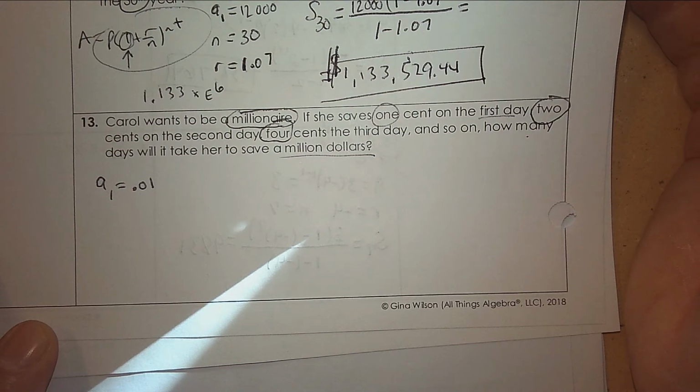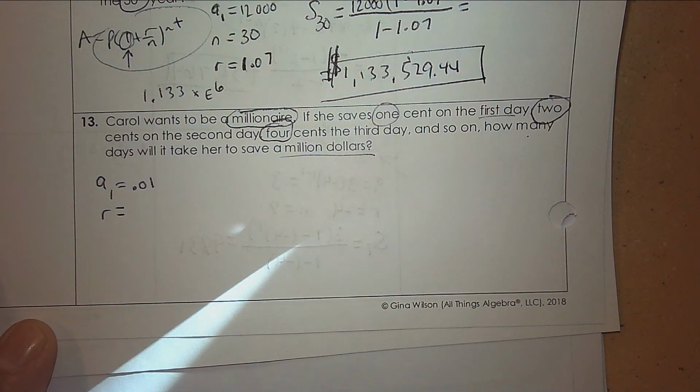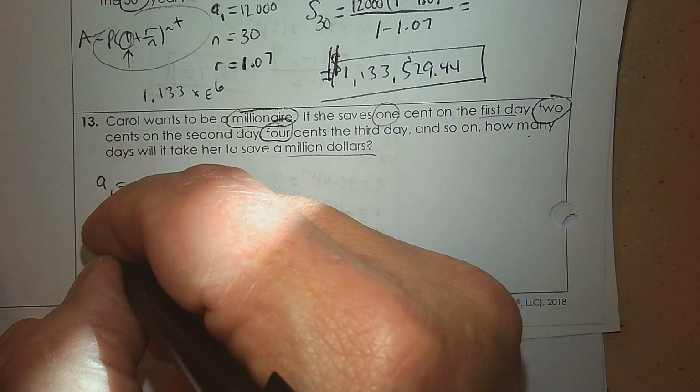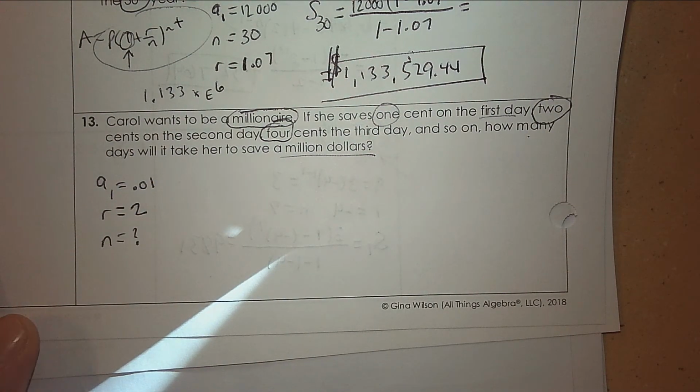By the way, what's the common ratio in this situation? 2. 2, because you're doubling every time. We don't know this. This is actually what I'm looking for, right? N, how many days it would take?